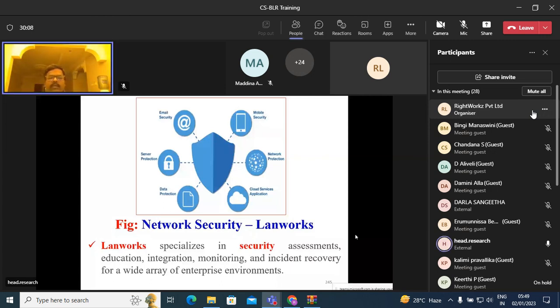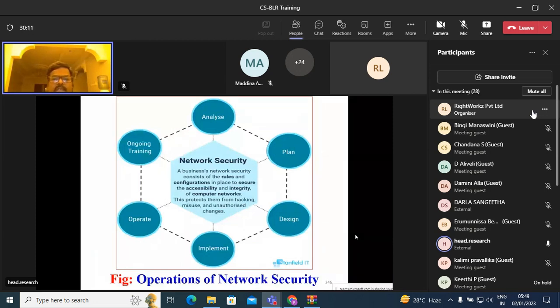So there are various operations. Before going to explain operations, let me explain what network security does exactly. Network security consists of the rules, protocols, technologies, processes and configurations in place to secure sensitive data and protect the information, the accessibility and the integrity of computer networks. So that is the aim of network security. It protects them from hacking, misuse, cyber criminal attacks, malicious attacks and unauthorized changes.